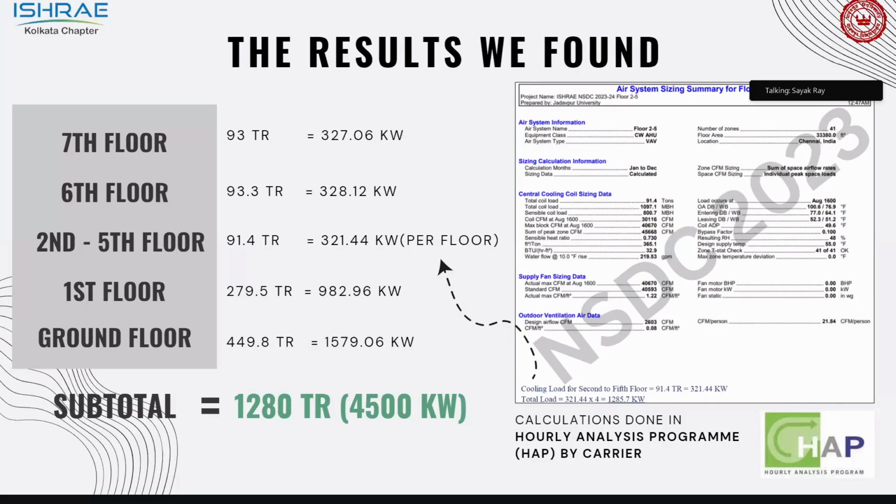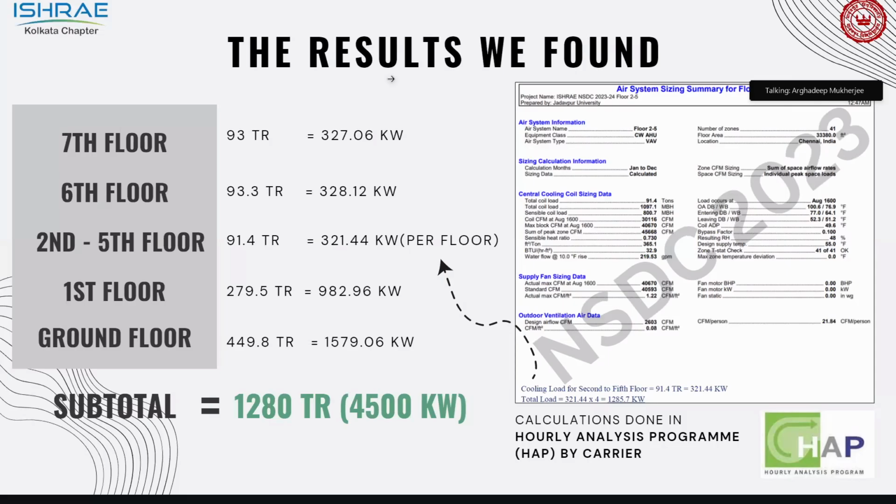The entire report for the entire hotel was about, I don't remember the exact number, but it was like 30 to 40 pages. And we did this report for every setting. You can see that this is a report only for floors 2 to 5. So we did these calculations for the ground floor, first floor, floors 2 to 5, 6th floor, 7th floor, as well as the underground levels. So cumulatively, it was more than 200 pages of report that we got from our Hourly Analysis Program software.